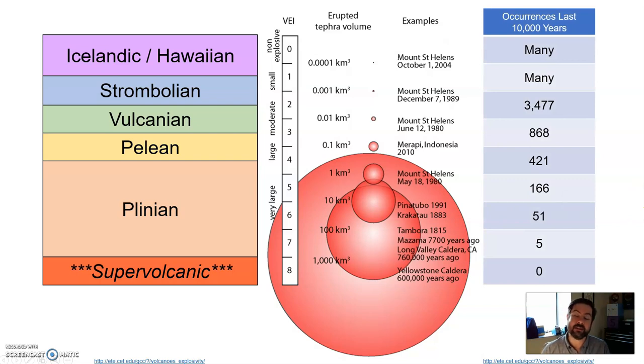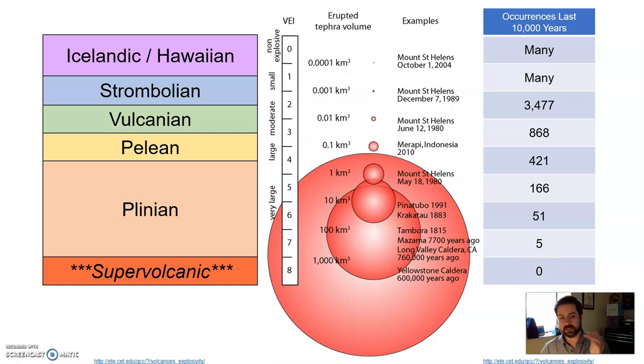So how many times have these types of eruptions occurred in the past? Well, low ones, many. And then you can see the more explosive, the more intense an eruption is, the fewer times it has happened in the last 10,000 years. So when we're getting up into something like Mount St. Helens, which erupted in 1980, that was a Plinian eruption. But around 166 of those happen every 10,000 years, so about one every 50 to 100 years or so. When you get above that, it gets pretty rare. There have been no super volcanic eruptions in the past 10,000 years.